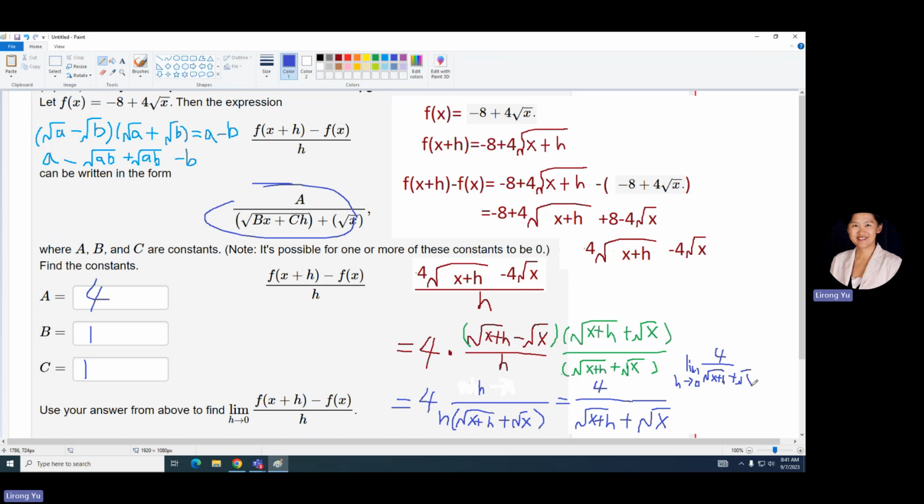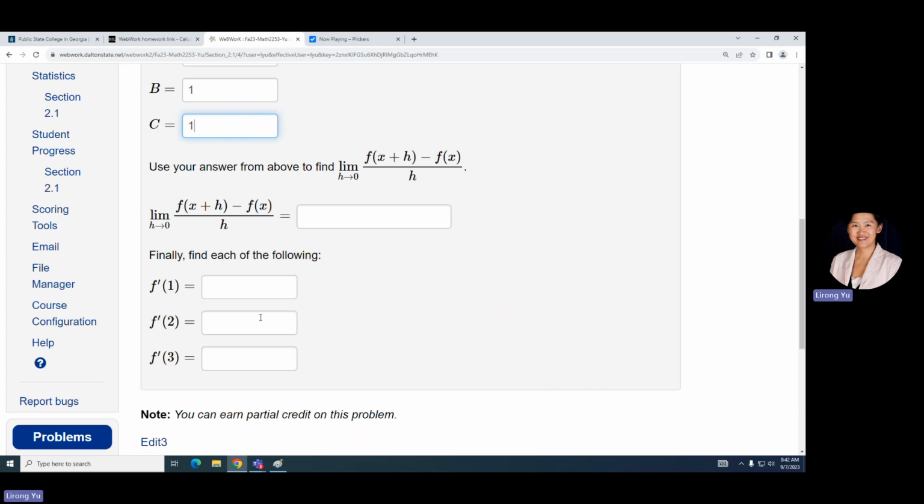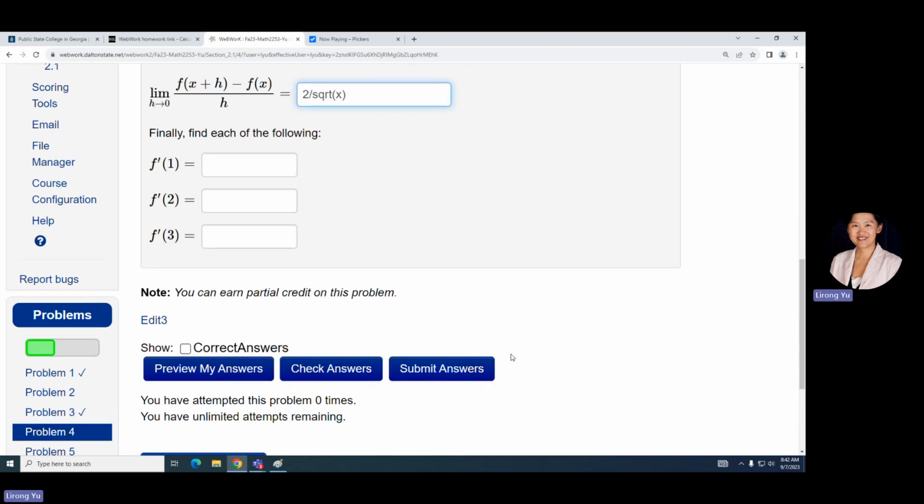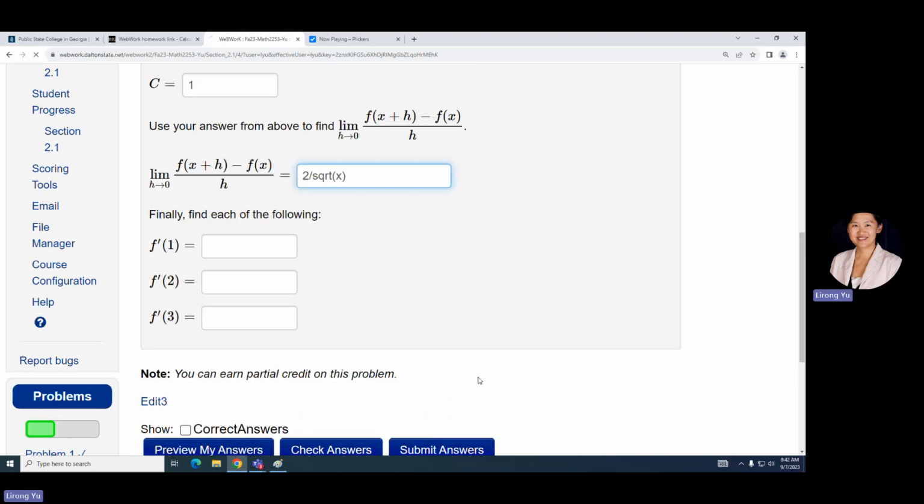plus root of x. So it's 4 over 2 root of x. And you can cancel the 4 with 2. 4 divided by 2 is 2, so then it becomes 2 over root of x. So here the answer is 2 divided by square root of x. And so far that's the first part.